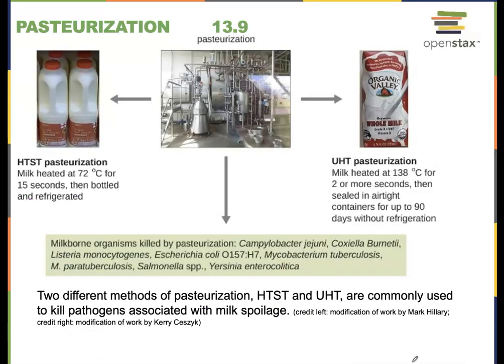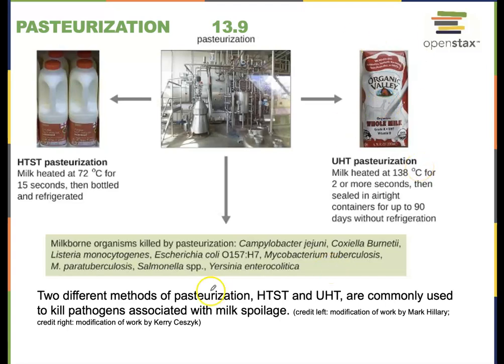Here is just a look at the pasteurization process, right? Again, we have a really large, it's a big industry, right? So we have large machinery. We can have high temperature, short time, ultra high temperature, and then this can go without refrigeration.